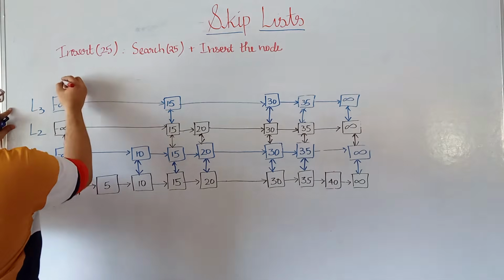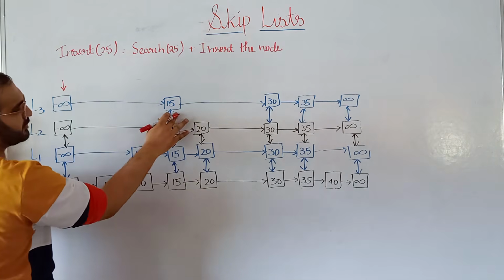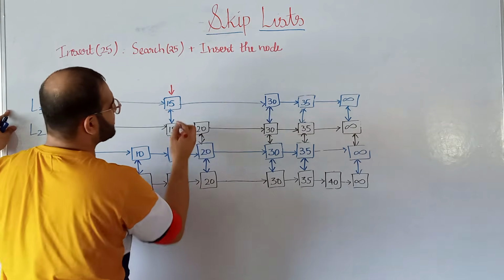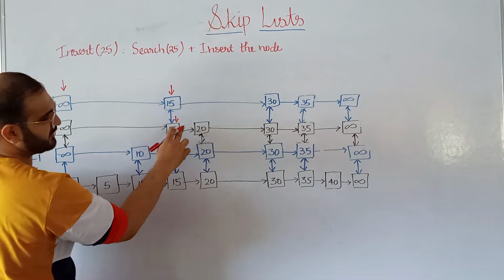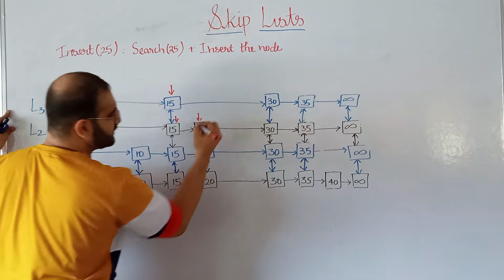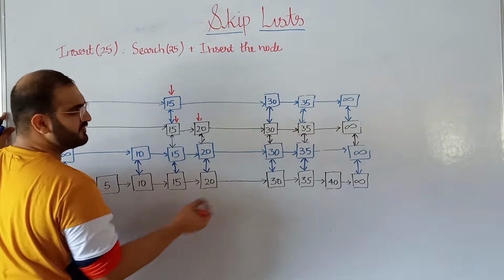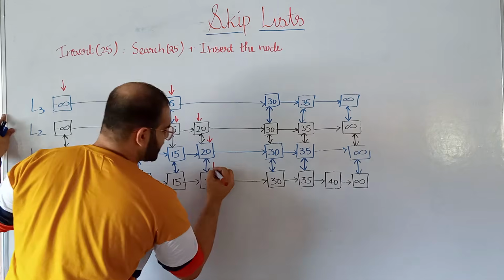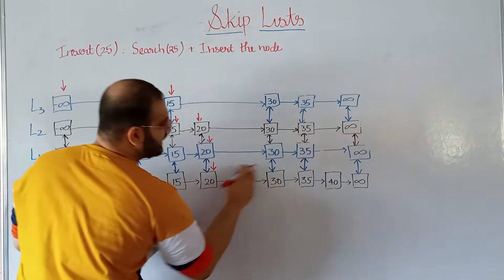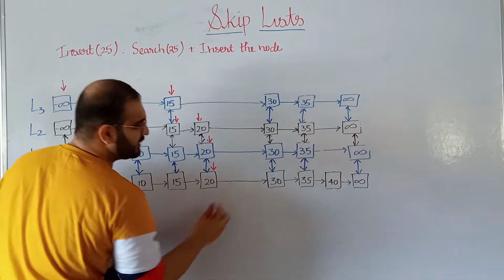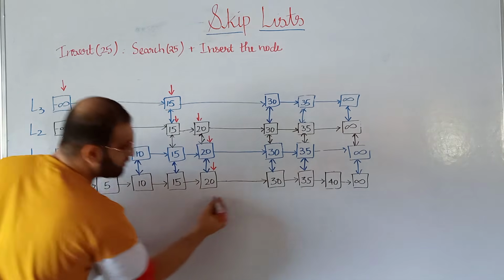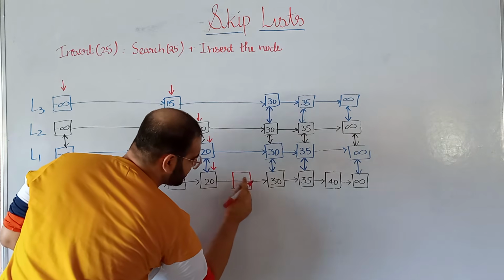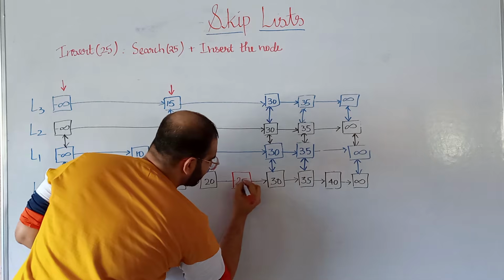When we search for 25, we start from here. Is 15 greater than 25? No. So we come over here. Is 30 greater than 25? Yes. So we come down. Then at this level we check: is 20 greater than 25? No. So we go right. Is 30 greater than 25? Yes. So we come down. Is 30 greater than 25? Yes. So we come down. Now we are at the bottommost level and we check: is 30 greater than 25? Yes. So we have to come down, but we are at the bottommost level. That means this is the place where we will insert 25, right?